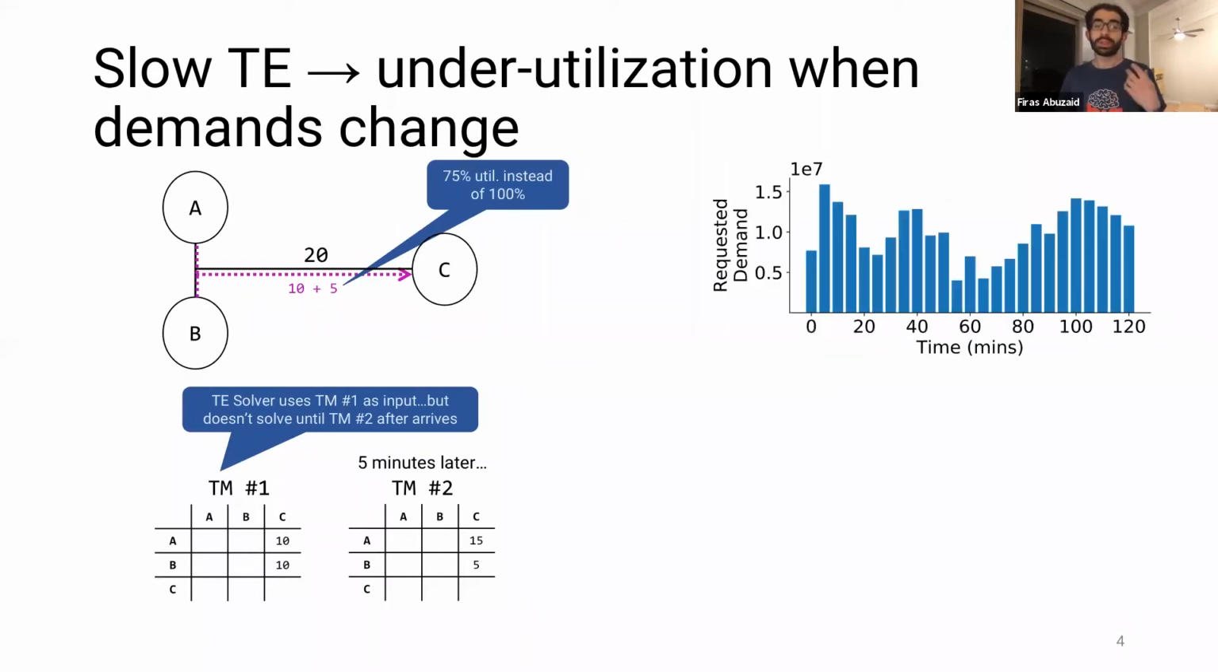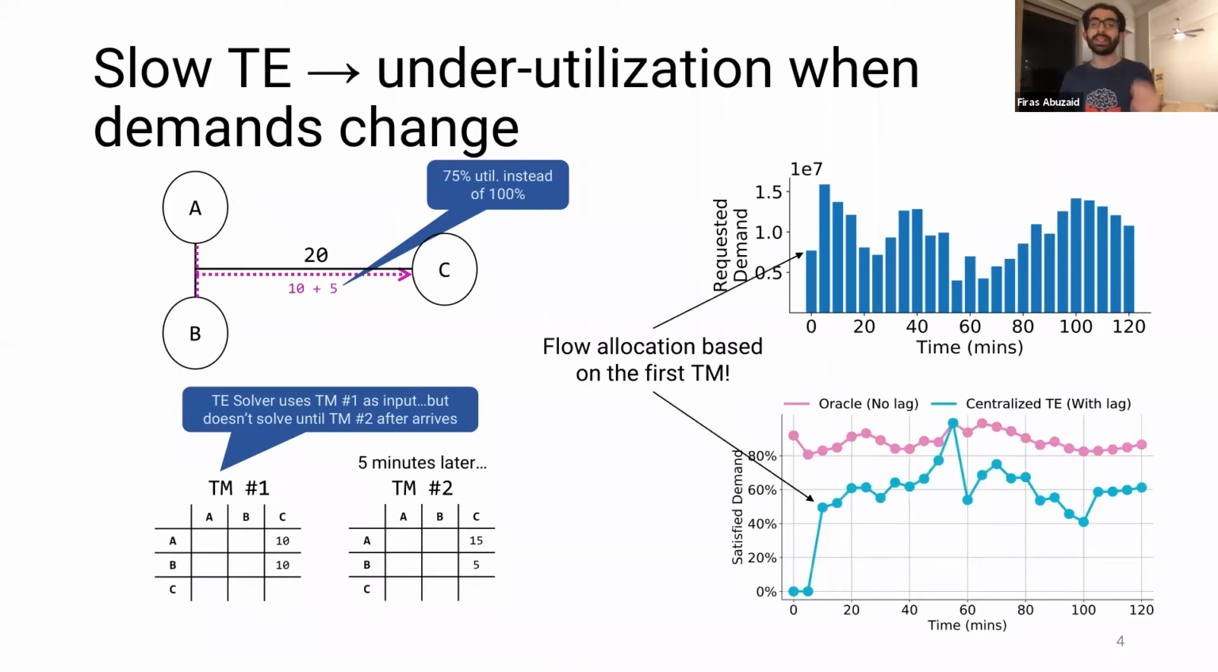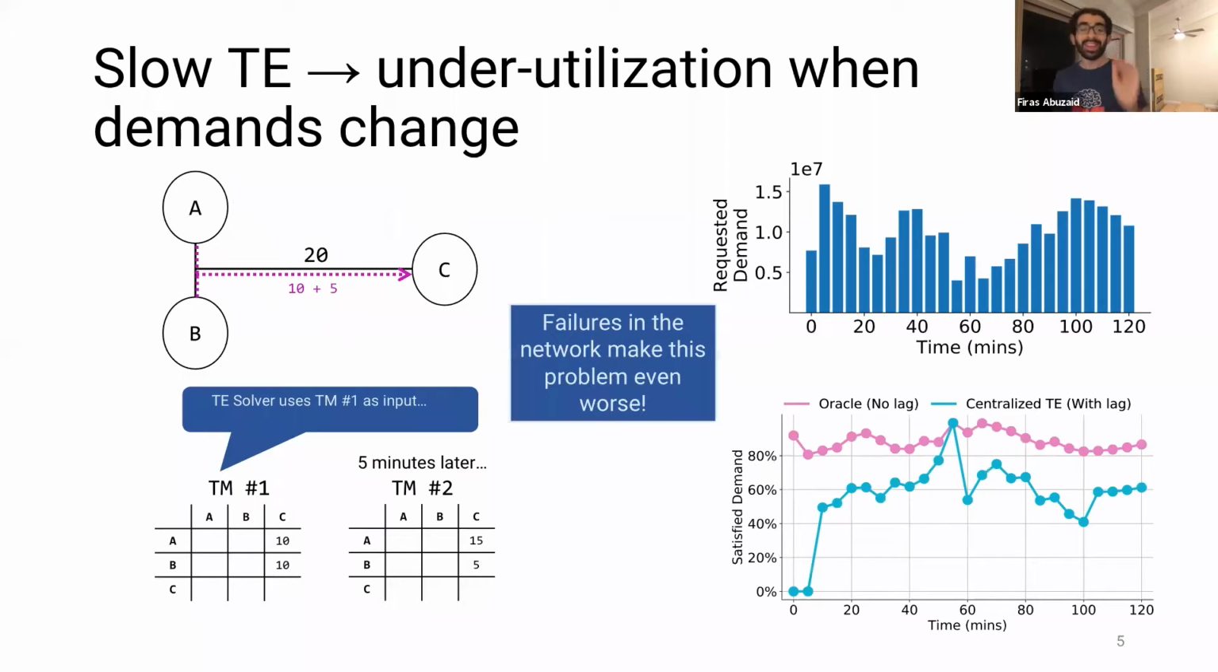This toy example is not contrived. When analyzing the traffic patterns on the Microsoft Azure WAN, we see significant changes in traffic over time, and this leads to consistent underutilization on the network. And link failures in the network make this problem even worse, since TE operators typically keep utilization low in order to anticipate failures and still maintain high availability.